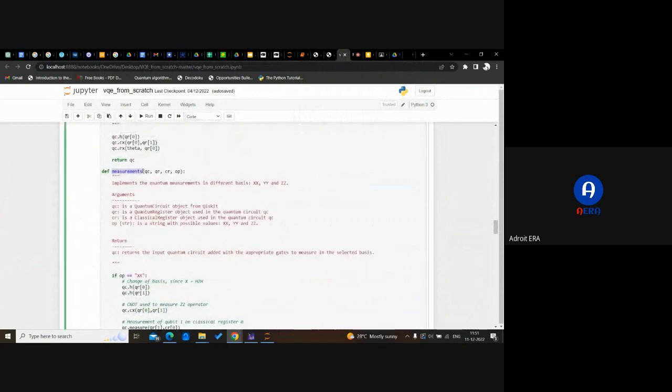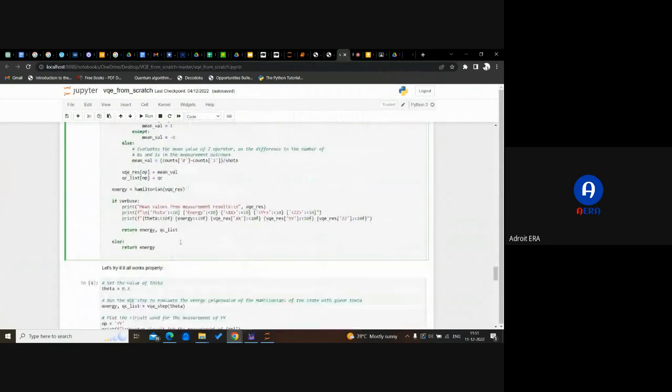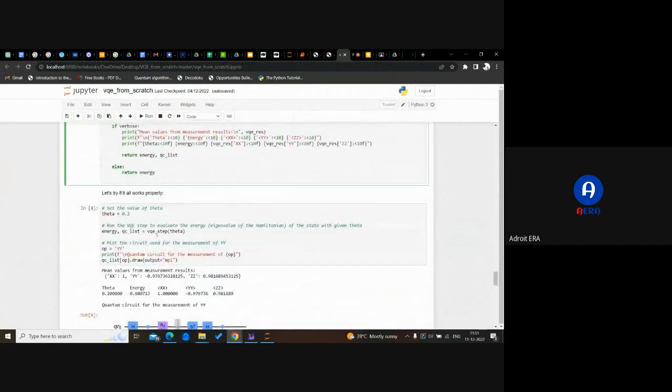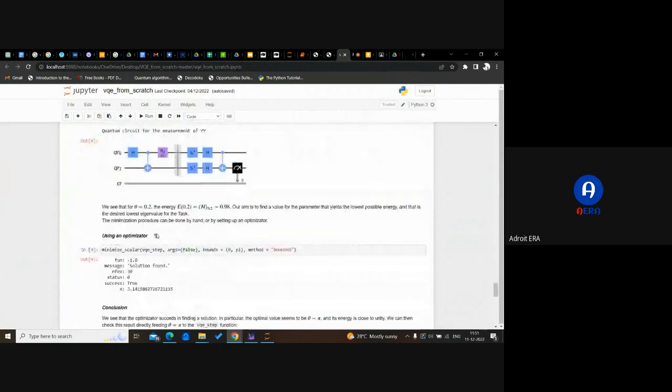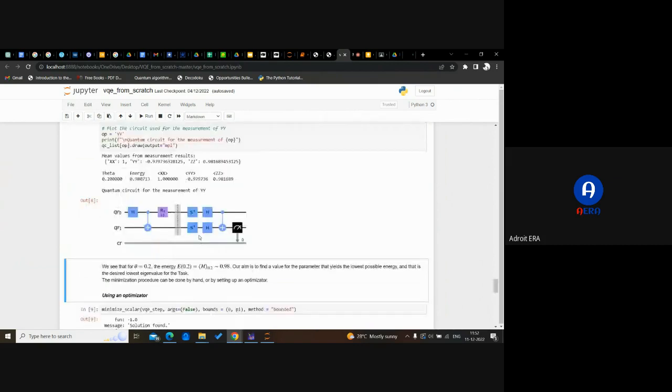Once you have the measurement, you return the energy to the classical part, and then the classical part will tell you whether that is the lowest energy or not. For theta equal to 0.2, the energy you got is 0.98. Our aim is to find the value of the parameter that gives the lowest possible energy. So we found that for theta equal to 0.2, we got 0.98, which is the lowest energy value that you could get. So that's how VQE works.